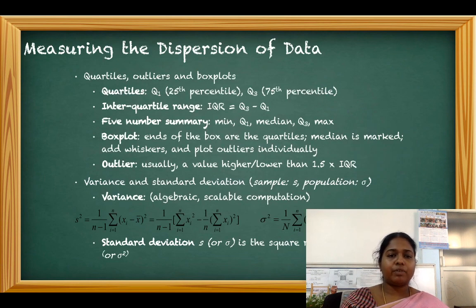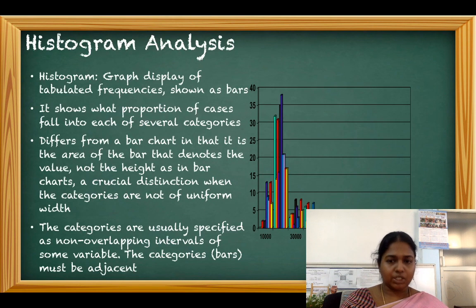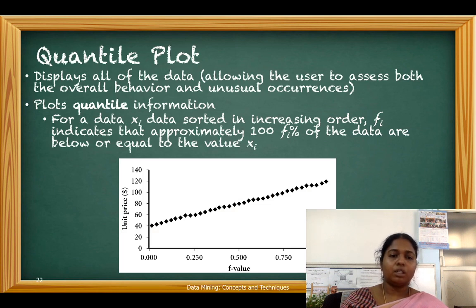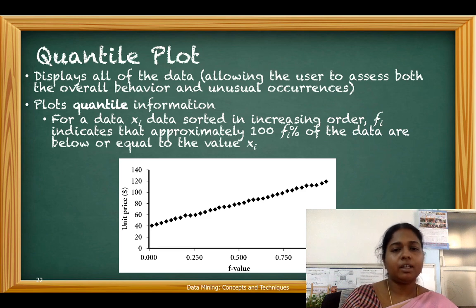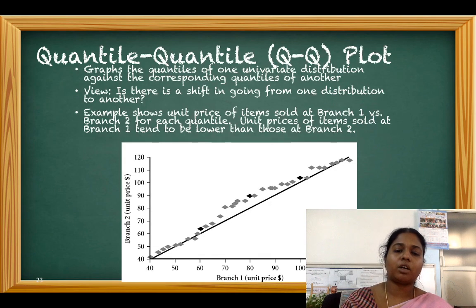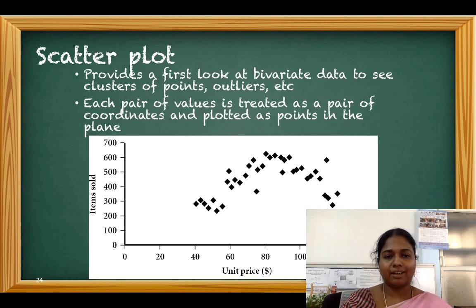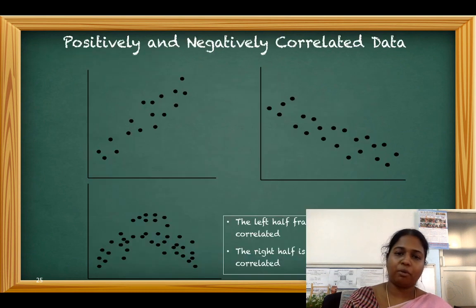And for dispersion, we have already known the variance and standard deviation are the common measures used for identifying dispersion. We can also use plots such as histograms or a quantile plot. You will not be asked in your examination what these are, and it is not available in your curriculum also. I'm just giving you an idea of how you can measure dispersion in data. You can either use a histogram, a quantile plot, or a QQ plot, or you can use a scatter plot. A scatter plot is the easiest form of identifying a trend in the data.